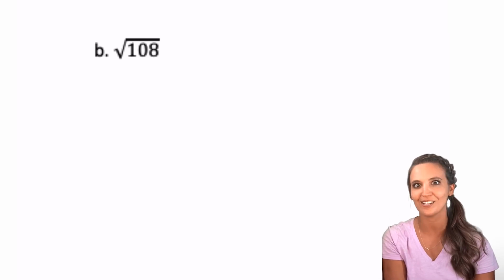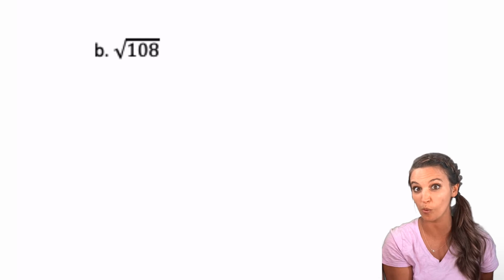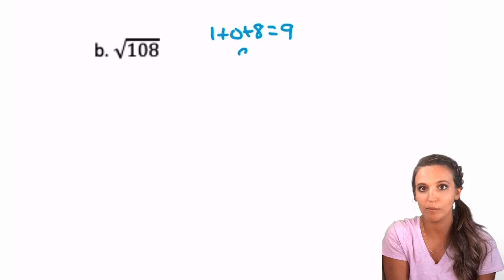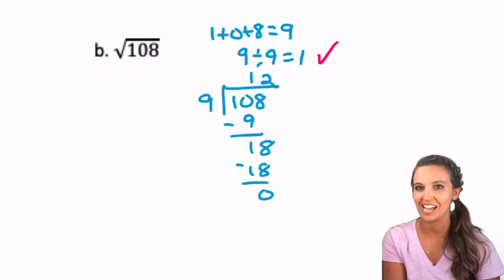Let's try another one. This time we'll mix in our divisibility rules. The square root of 108. Well, 9 was one of our divisibility rules, so let's see if 108 is divisible by 9 since that's a perfect square. 1 plus 0 plus 8 is 9. Well, 9 divided by 9 is 1, so it's divisible by 9. 108 divided by 9 is 12.